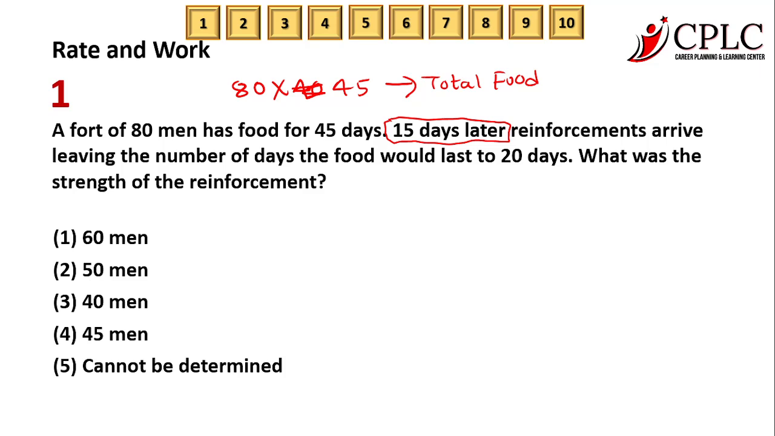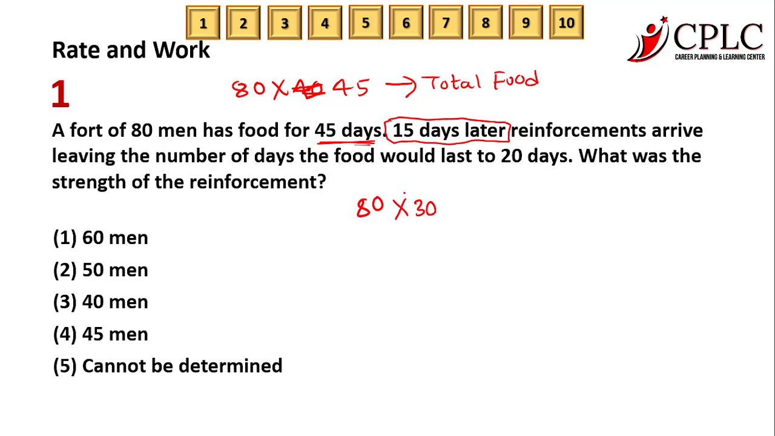But the point here is that the reinforcement is not arriving on day one, so we should not be comparing with this number. We should first take stock of that scenario, that is 15 days later. Now assuming hypothetically that after 15 days reinforcement has not arrived, can we say that the same food will last for 80 men for 30 days, because 15 days have passed from the 45 days basically.